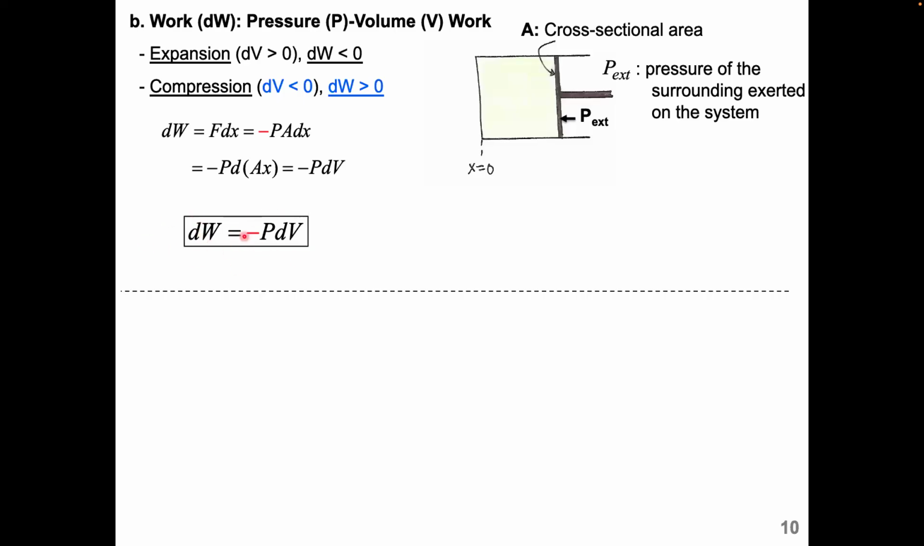So within this equation, dW is equal to minus P dV. If you use P external in this equation, it's always going to be correct. Okay, so that's universal for all processes. dW is equal to minus P external dV. V is the volume of the system.